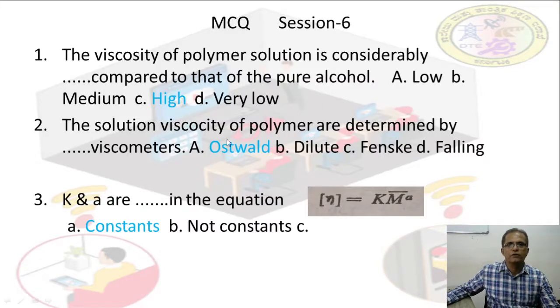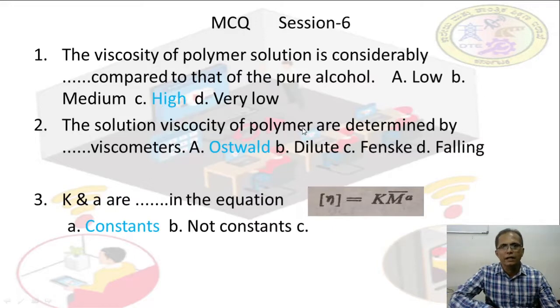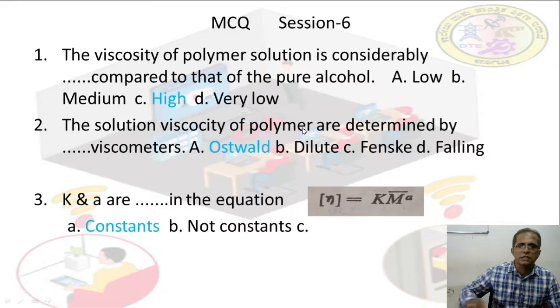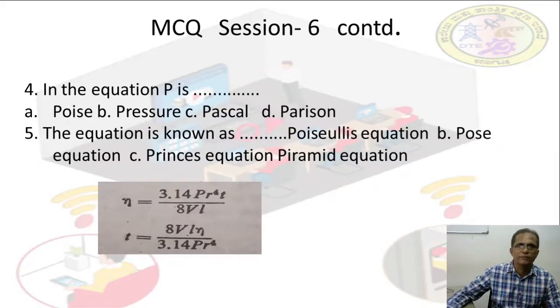Question number 2. The solution viscosity of polymer is determined by dash viscometer. Ostwald viscometer. Question number 3. K and a are dash in the equation. The equation is given, eta is equal to K M average alpha, or K M average a. K and a are constants in this equation.